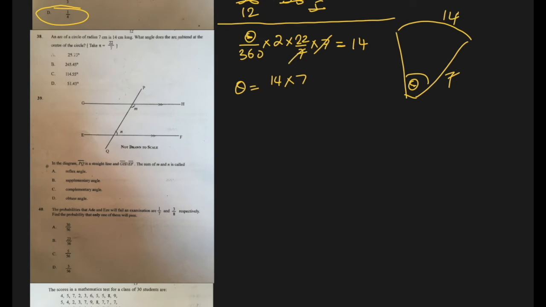So let me undo. This is already cancelled out. So 360 multiplied by 14 divided by 2 times 22. So let me use the calculator.